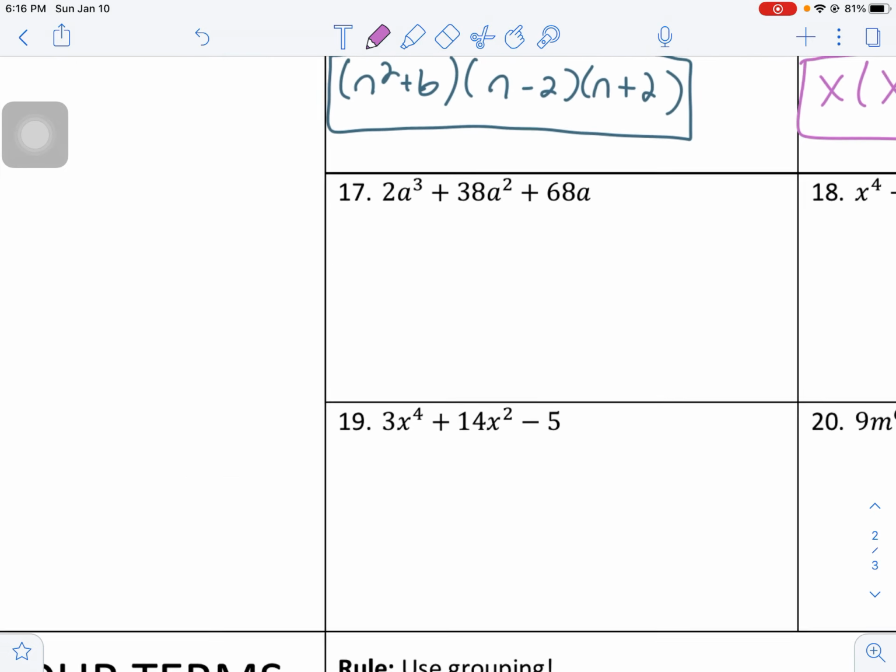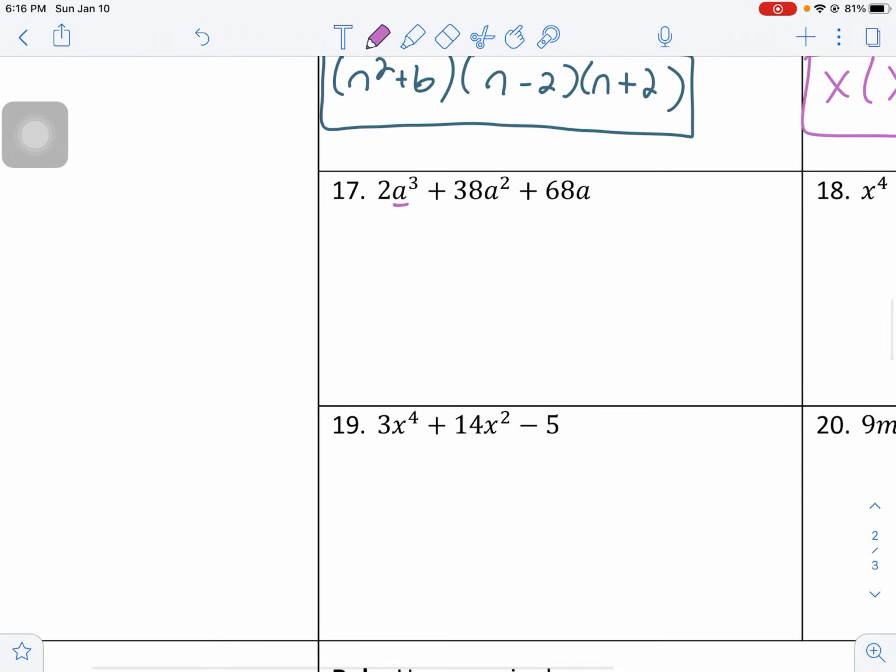Okay, next up, we're going to have to pull an a out of here. It looks like we'll also have to pull a 2 out of everything. So that's 2a out front. It's going to leave us with a squared plus, that is that 19a? Yeah, and then plus 34 for the last term.